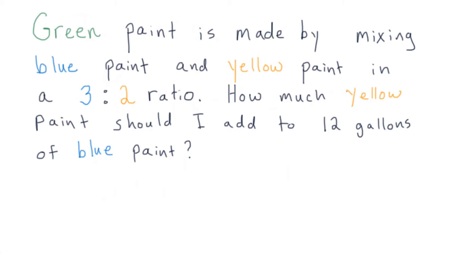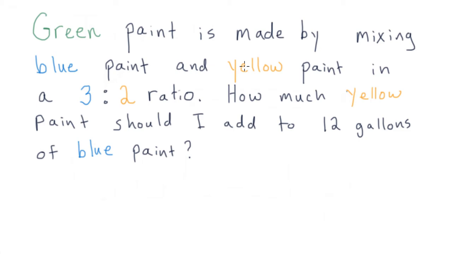All right, so here's an example of a proportional problem. We're making some green paint. This particular type of green paint is made by mixing blue paint and yellow paint in a 3:2 ratio. We want to know how much yellow paint I should add to 12 gallons of the blue paint to make this particular hue of green that's in a 3:2 blue to yellow ratio.